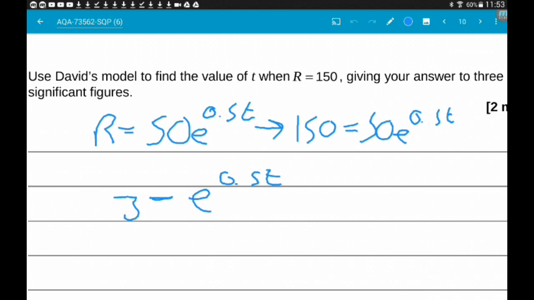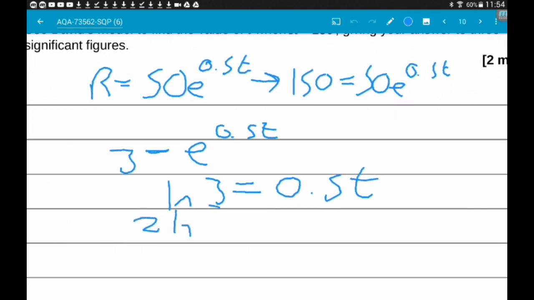Now we've got a purely exponential term on the right, so we can take the natural log of both sides. We get ln 3 equals, and remember, taking the natural log of the exponential cancels out the exponential. So we get ln 3 is 0.5t. Now we just need to cancel out this 0.5, so we multiply both sides by 2. We get 2 ln 3 equals t. Then we can write 2 ln 3 using the laws of logs as ln 9. So we get ln 9 is equal to t.